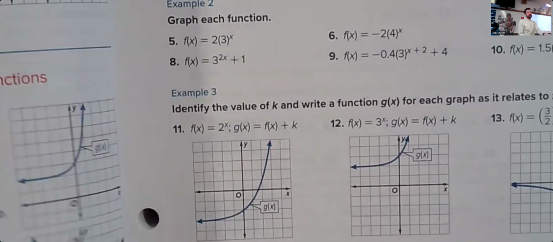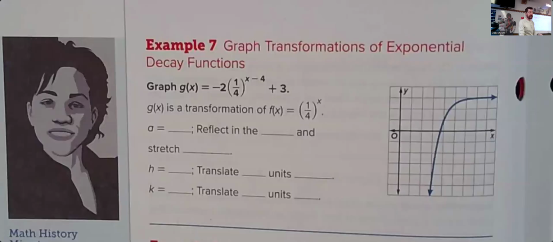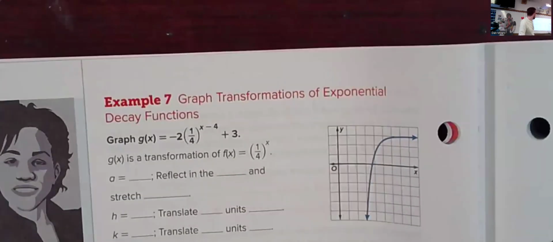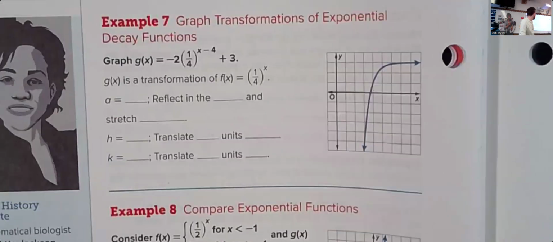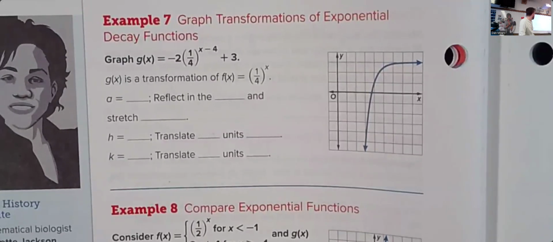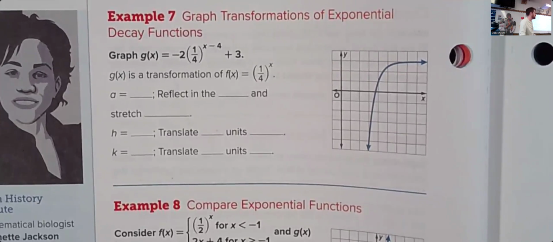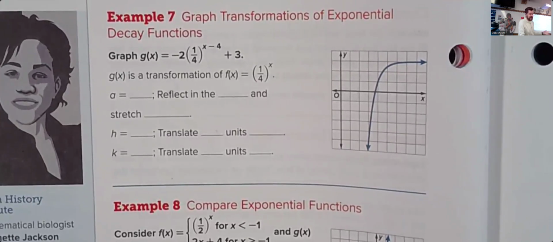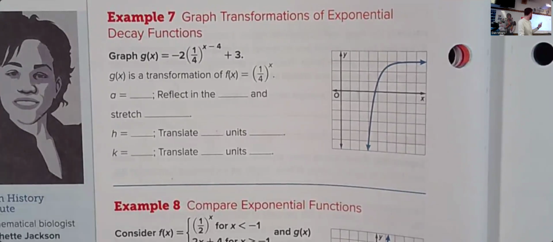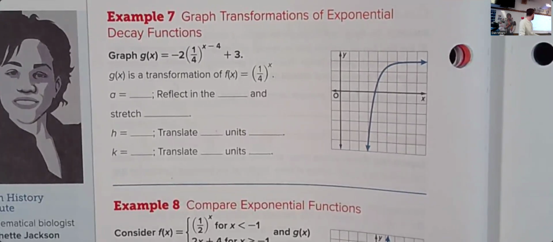So, our next one. Graphing transformations of exponential decay. Here's a hint. Graphing transformations of exponential decay is basically the same as graphing transformations of exponential growth. All of our values of A, H, K, they all represent the same types of transformations.